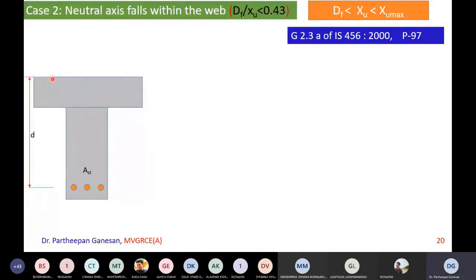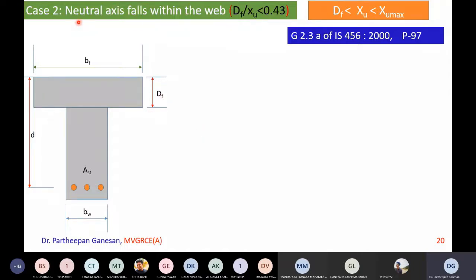The depth from the topmost compression fiber to the centroid of the tensile steel is called the effective depth. Bf is the width of the flange; F stands for flange. Bw is the width of the web. This is the beam, and this portion is called the web. That is the width of the web. And Df is called the thickness of the flange.